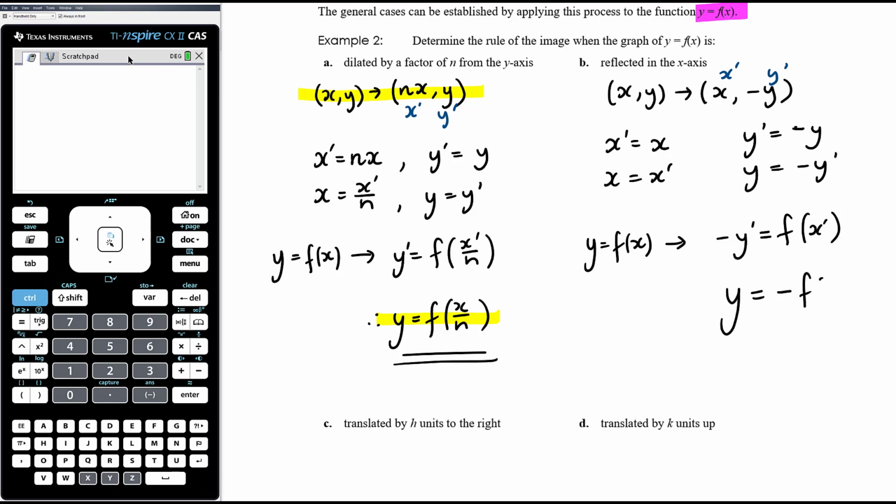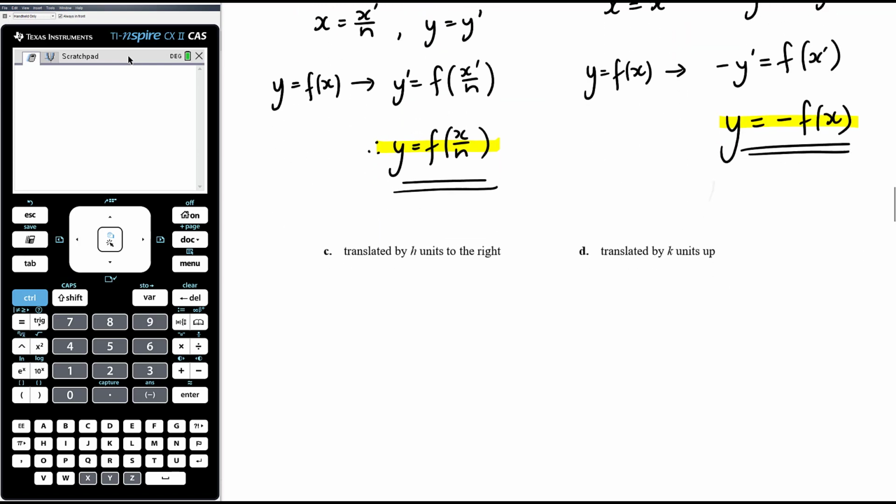So y equals negative f of x is the image of the function y equals f of x after we have reflected in the x-axis. So again, completely consistent with what we've seen previously. If this is what happens to the point, this is what that ends up looking like in the function.